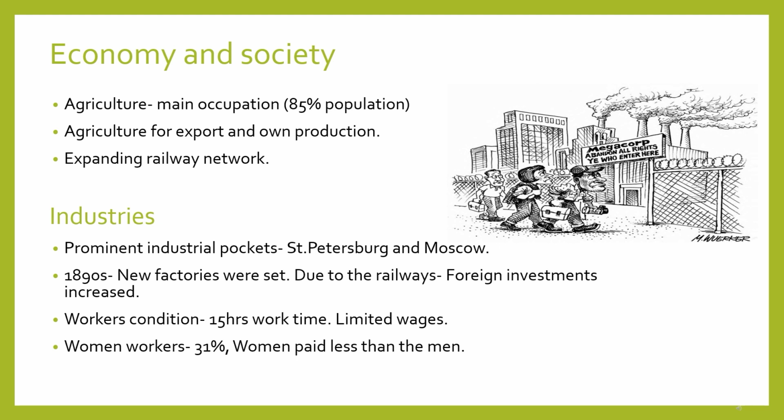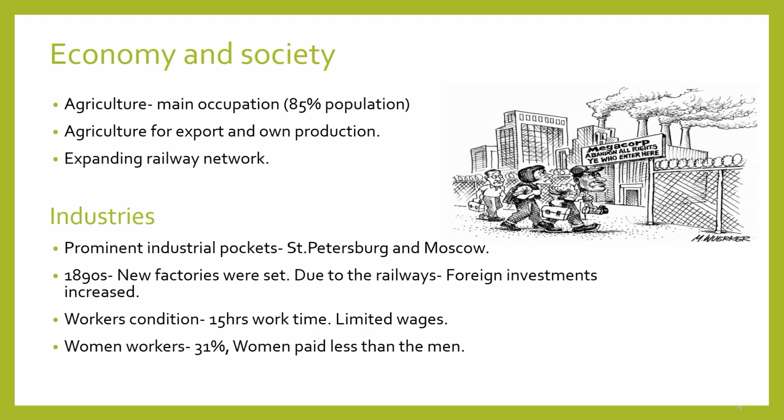We spoke of Russia's extent and religion. Now we'll talk about the economy and the industries during the Tsar's rule in Russia. The main occupation was agriculture. Almost 85% of the population of Russia were involved in agriculture. Because it was the main occupation, the produce was used for export and for their own use too. Now, we know that all over Europe, industrialization was rapidly happening, and railways also held a major part in it. Let's talk about industrialization in Russia then.